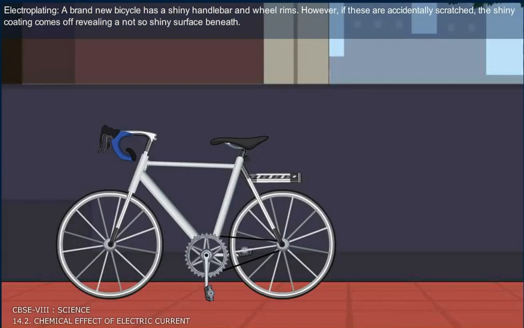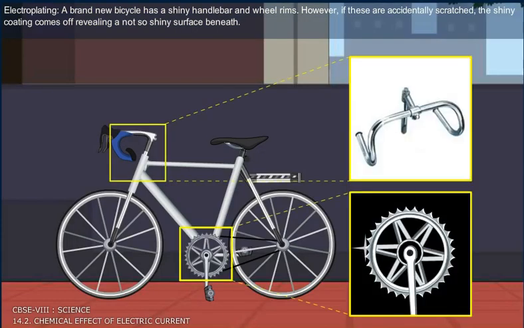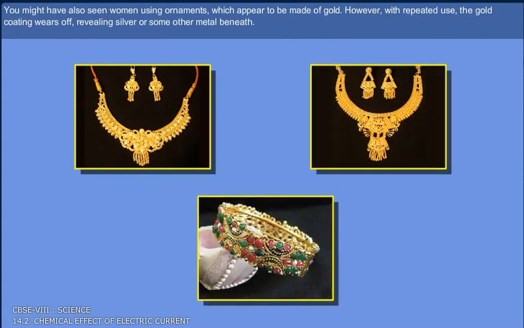Electroplating. A brand new bicycle has shiny handlebars and wheel rims. However, if these are accidentally scratched, the shiny coating comes off, revealing a not so shiny surface beneath. You might have also seen women using ornaments which appear to be made of gold. However, with repeated use, the gold coating wears off, revealing silver or some other metal beneath.